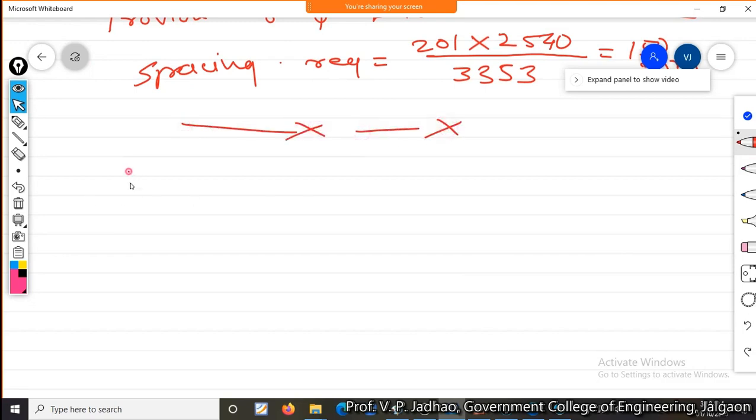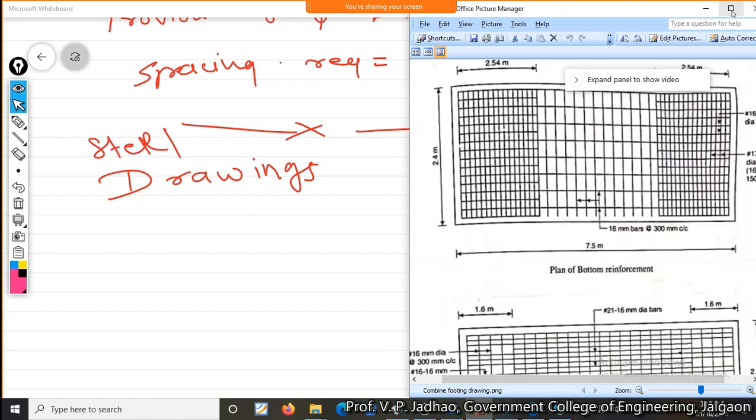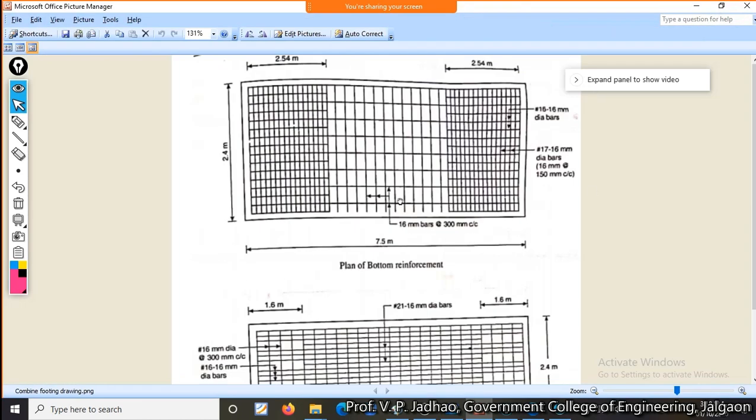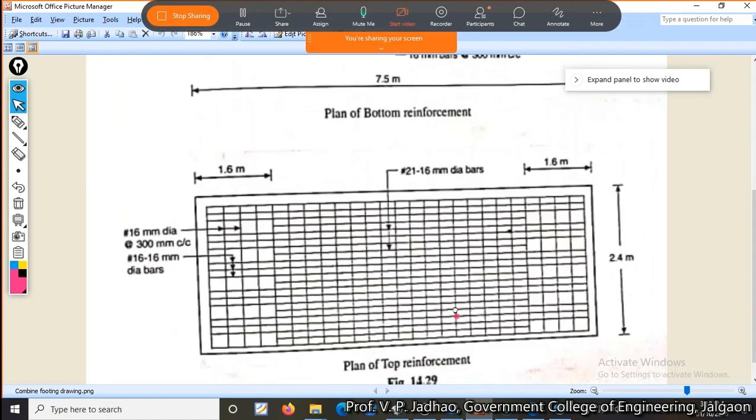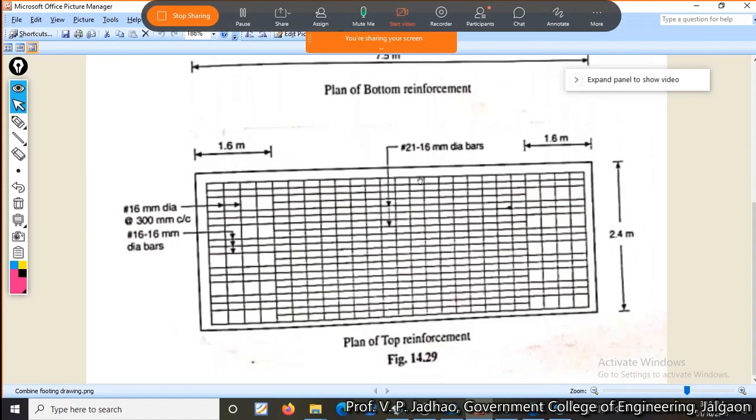But now we have to draw the structural drawings, or steel drawings. Okay, we'll draw this steel drawing. I won't draw it, I'll just explain how this steel is provided. First, we'll understand how the top reinforcement, or how the top mesh, is provided.